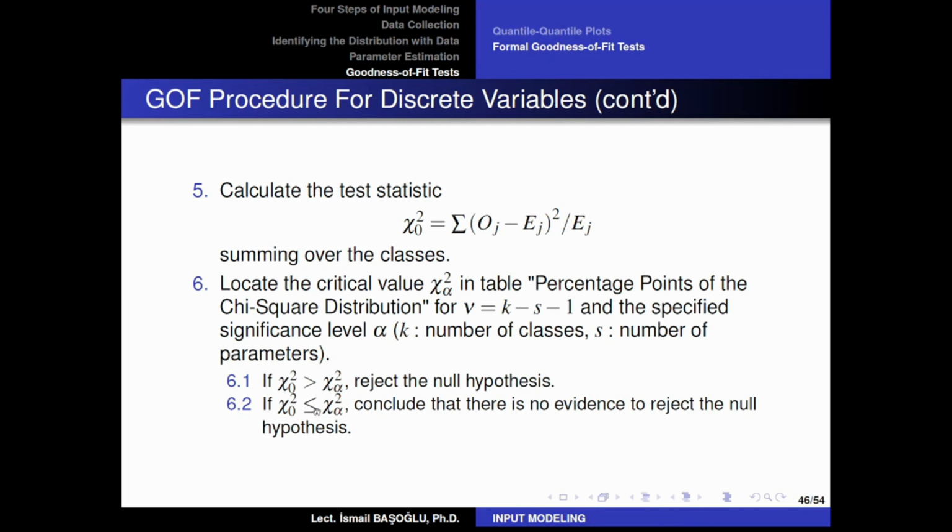However, if the test statistic is less than or equal to the critical value, then we should say that there is not enough evidence to say that the sample does not follow that distribution. The sample may as well come from that discrete distribution.